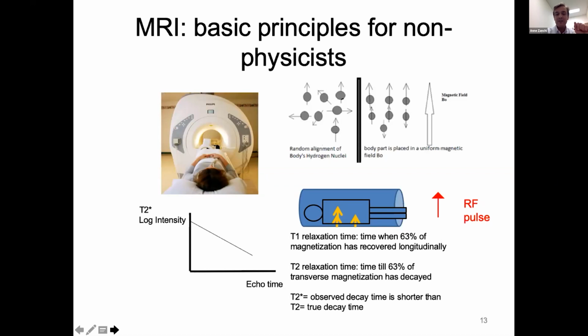We do this in two directions, basically. We have the T1 relaxation time, that's the time when 63% of magnetization has recovered longitudinally. And we have also T2 relaxation time, defined as the time till 63% of the transverse magnetization has decayed. T2 star is a special form of T2, because there's a difference between the observed T2 relaxation time and the true T2 relaxation time, because magnetic field inhomogeneities can be induced by some substances, as by deoxyhemoglobin. Please, the next slide.